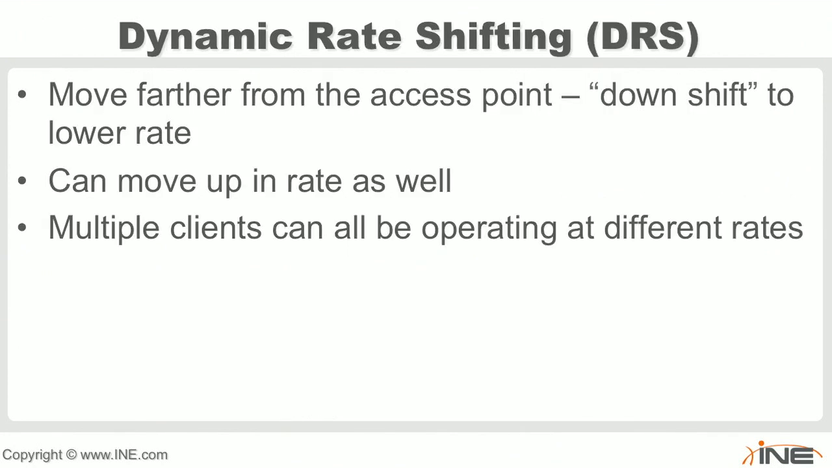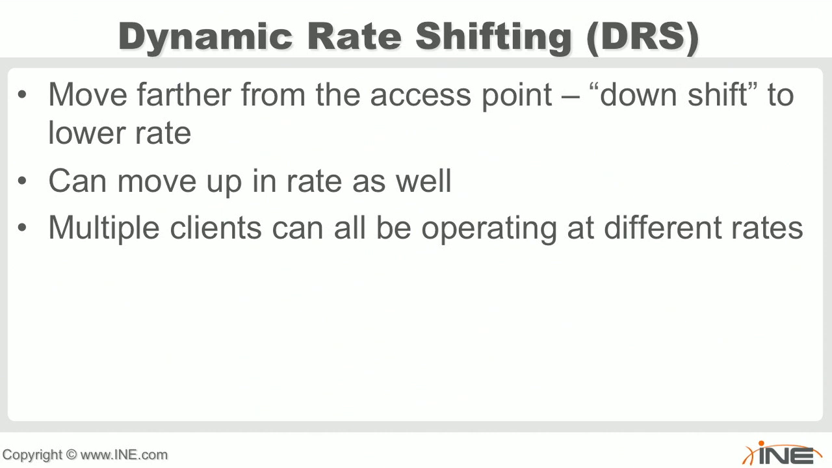Finally, I actually want to say one last thing about encoding the different data rates. So talking about data rates in conjunction with encoding mechanisms and modulation types. And that's something called dynamic rate shifting, or DRS. Basically, as I move farther away from the access point, I have less of a signal strength. And more importantly, I also have a lower signal to noise ratio.